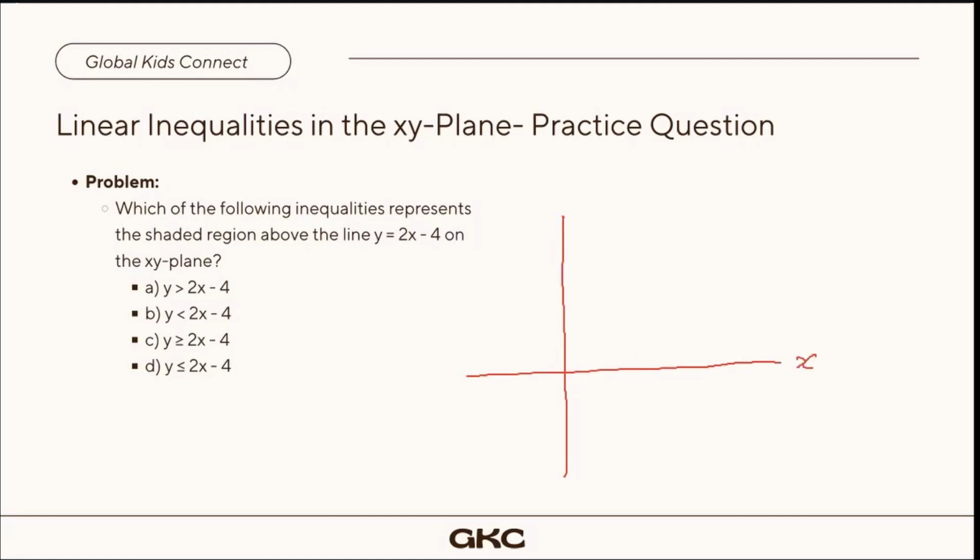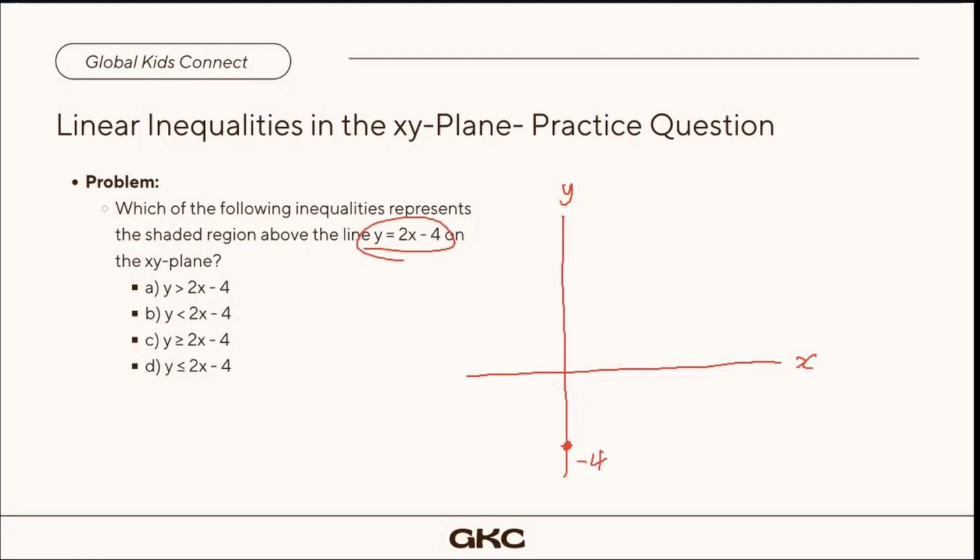So we have x here, y on top. And then before anything, we can draw the line y equals 2x minus 4. The first thing you should do is always find the y-intercept point and draw it. For our equation, we can see that the y-intercept is negative 4. Therefore, if our negative 4 was here, the line will always pass through this point.